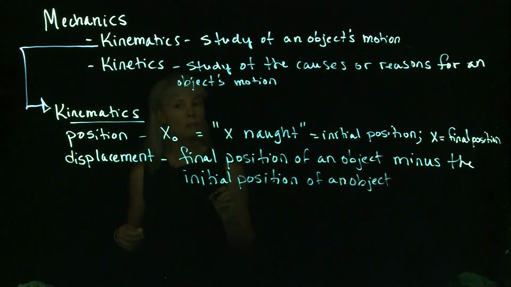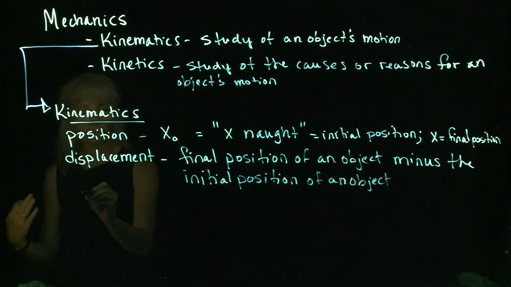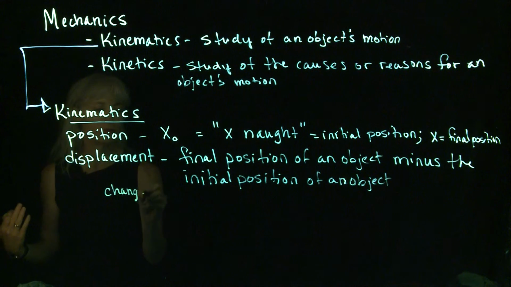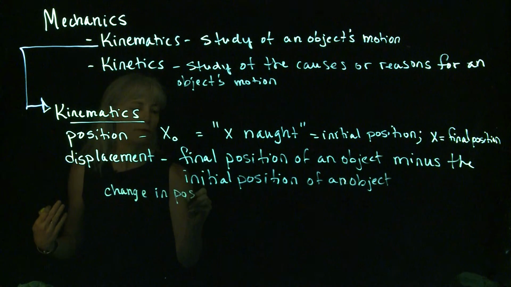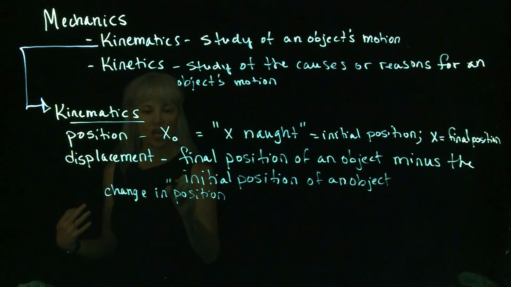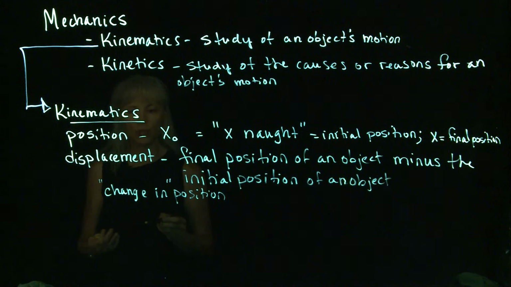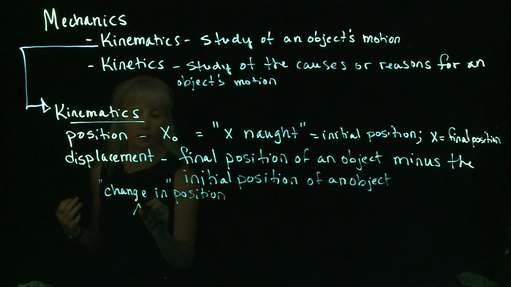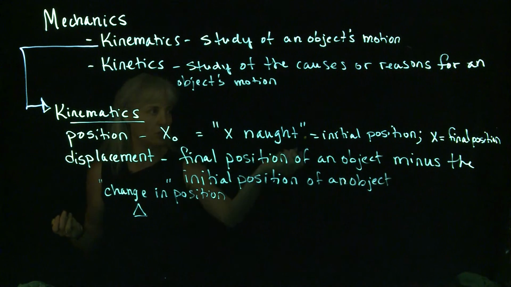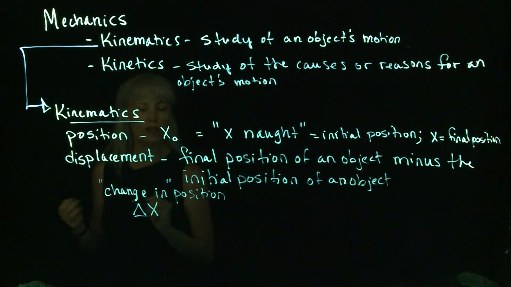for an object, okay? So displacement then is going to be the change in the position, right? Final position minus initial position is change in position. And anytime we use these words change in, we're going to use a Greek symbol to keep track of these letters. And that Greek symbol is the delta symbol. Okay, it's a triangle.